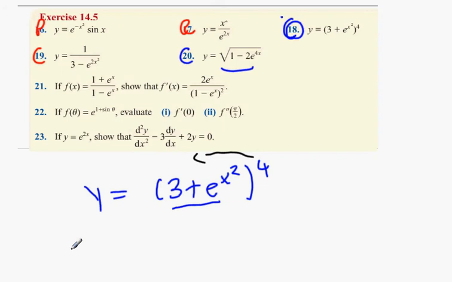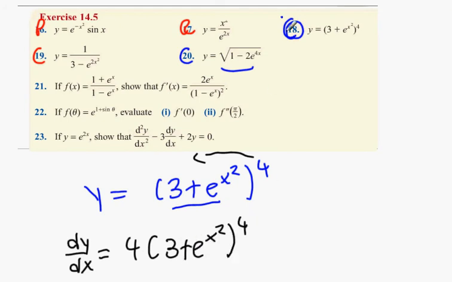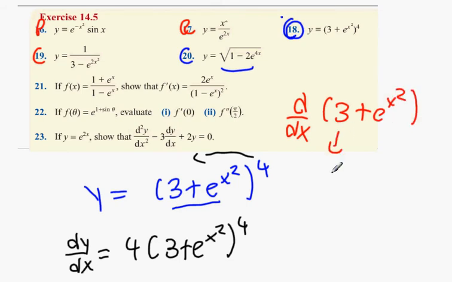The 4 goes to the front. dy dx equals 4. Remember what happens with your chain rules: the brackets are always maintained. Now the tricky part is differentiating the bracket itself. When you differentiate 3, what happens? 0. Differentiate e to the x squared: e to the x squared survives, and we need to differentiate the power, which is 2x. So this is what we have here.